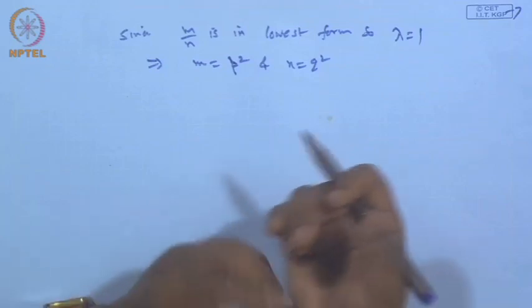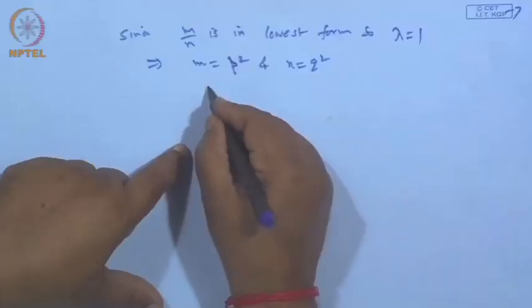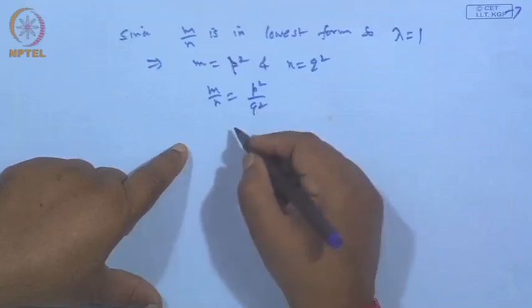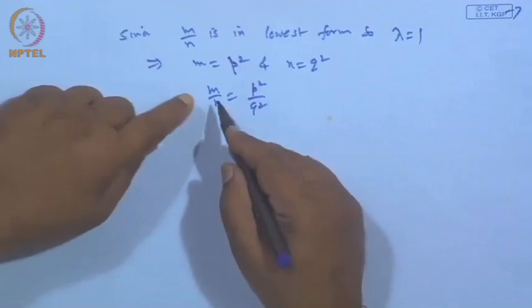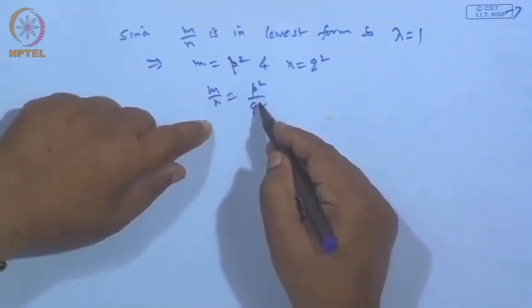Okay. What do you mean by this? It means m by n is nothing but p square by q square. So, if I take a square root, it comes out to be p by q. It means m must be the square of some number, m must be a perfect square, n must be a perfect square.